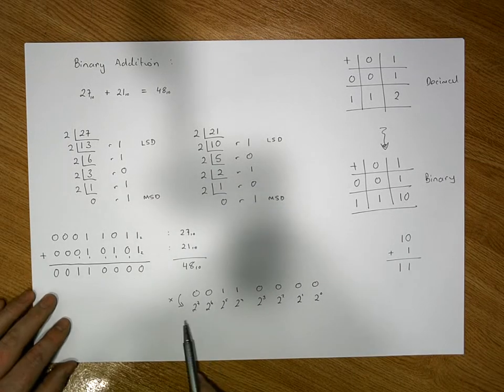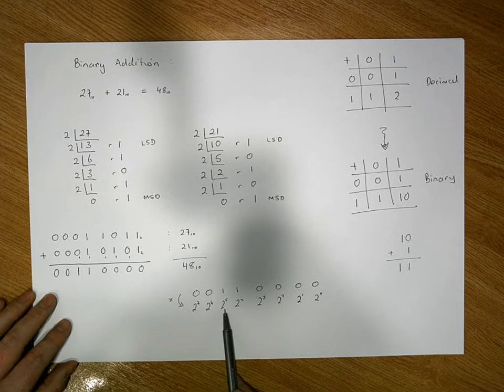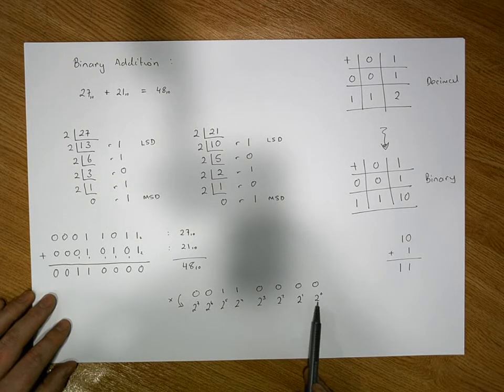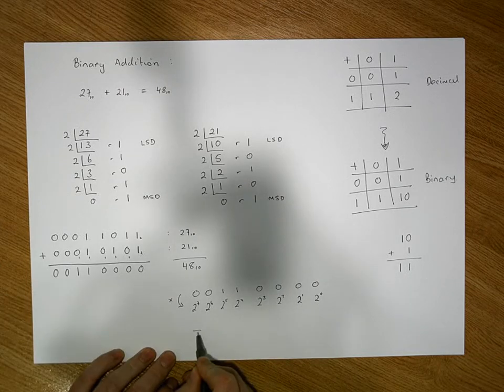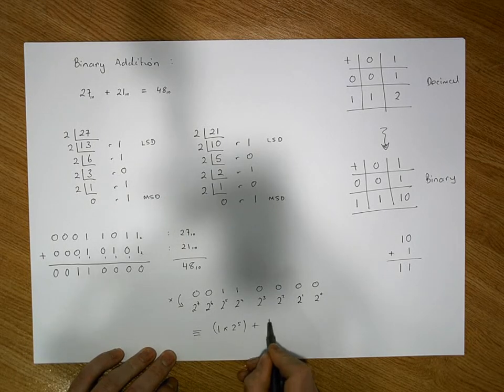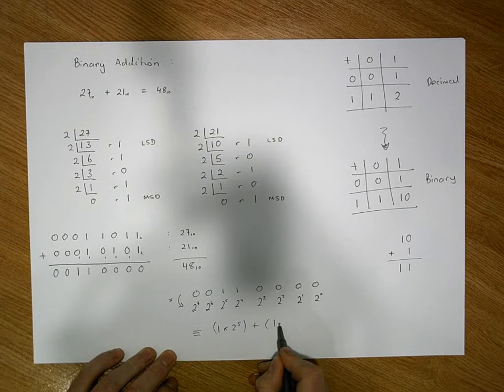Now we can see that we have 0 of them. We have 0 of them. We have 1 of these. We have 1 of these. We have 0 of them, 0 of them, 0 of them, and 0 of these. So actually, the only contributing multiple powers of 2 that we have here is, well, this number is equivalent to, we have 1 2 to the power of 5, and we have 1 2 to the power of 4.